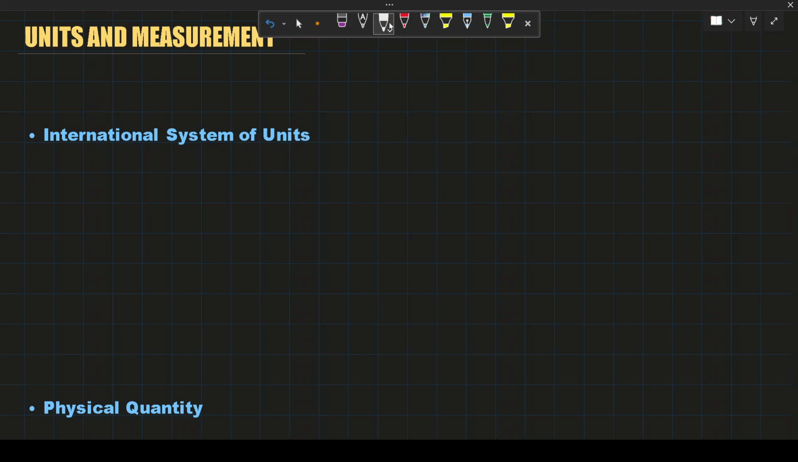On this channel, we'll be learning physics for NEET in a simple and exam-oriented way. In this series, we will cover complete theory, important concepts, and NEET level questions to help you score better in the exam. So without wasting any time, let's begin our first chapter, which is units and measurement.